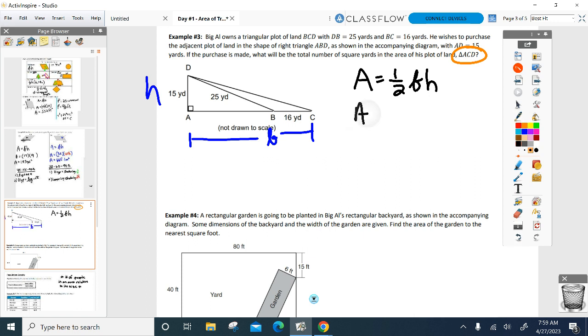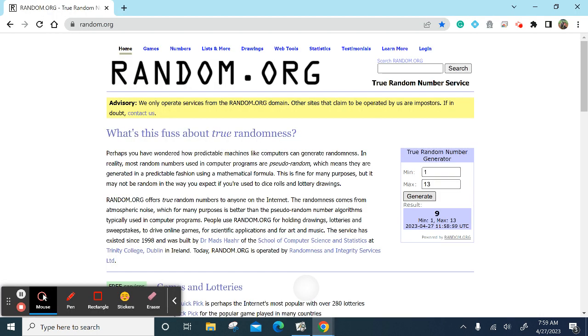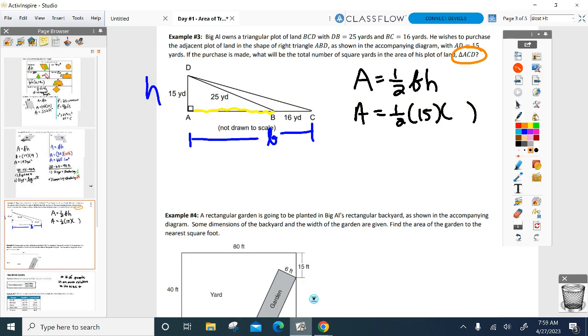I already know 15. How are you going to help me find this? This is 16 plus something else, right? Can you guys help me find that missing piece I can add to 16 right here? How can I find AB so I can add it to 16 and plug it in? What's going to be my method there? How can I find AB there?